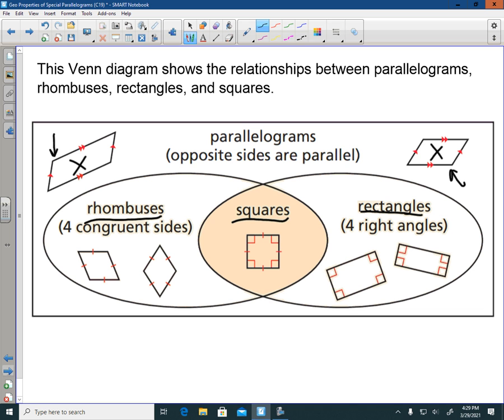Now, rhombuses are very clear that they need to have 4 congruent sides. And then rectangles have 4 right angles, or 4 congruent angles. It is the square that combines those two ideas. They are both rhombuses and rectangles at the same time. So this diagram helps us pull apart the differences between just regular old parallelograms, rhombuses, rectangles, and squares. Again, it's not necessary for your notes, but I thought it was kind of interesting. So there you go.